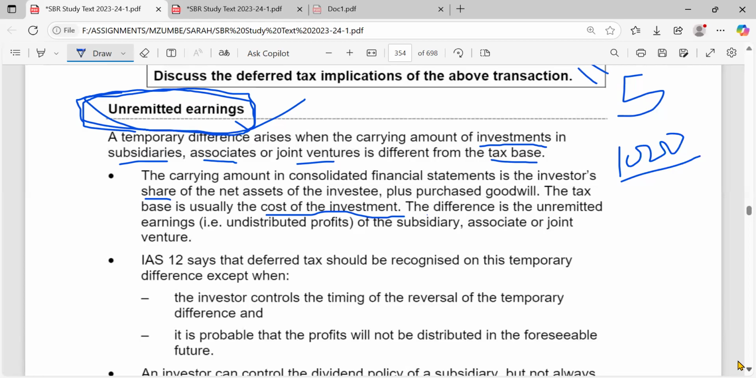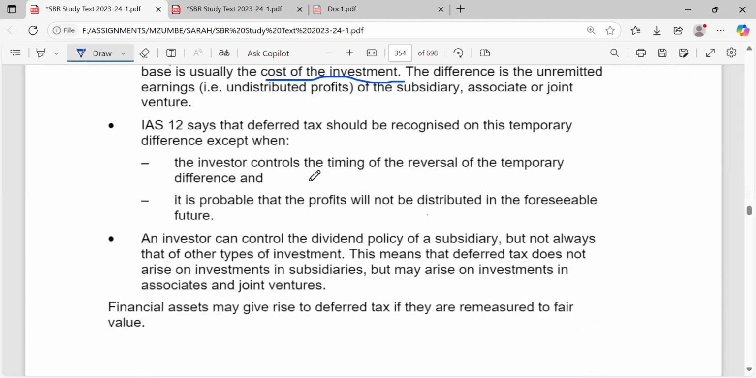Okay, down here, we go down. We are told, IAS 12 said that deferred tax should be recognized on the temporary difference, which is normal, except when the investor controls the timing of the reversal of the temporary difference, right?